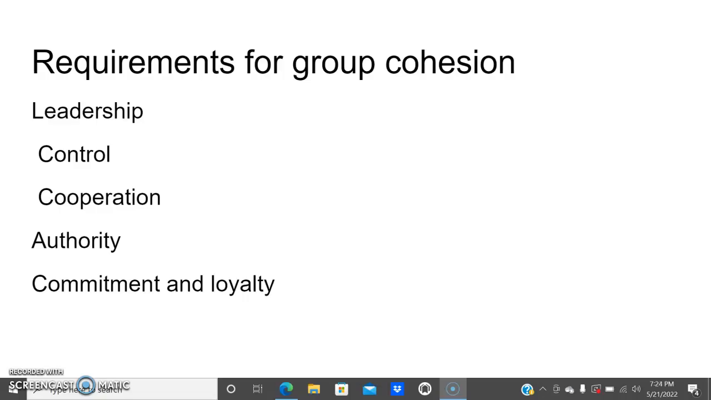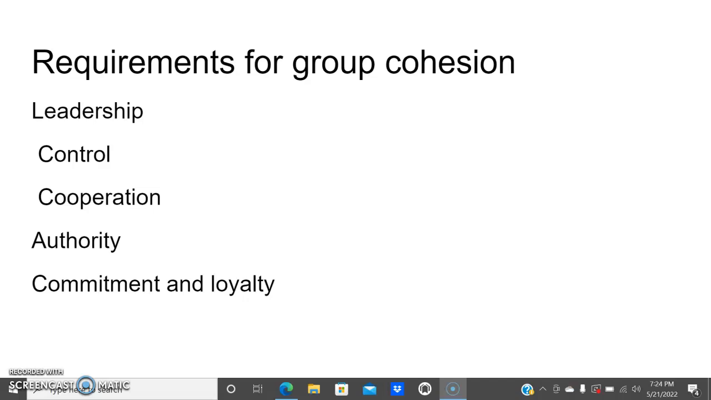So, if you are a part of a group, it is important that all the members cooperate and work together in achieving the goal of the group. Another requirement of group cohesion is, let me pick one that I could look at quickly, commitment and loyalty.